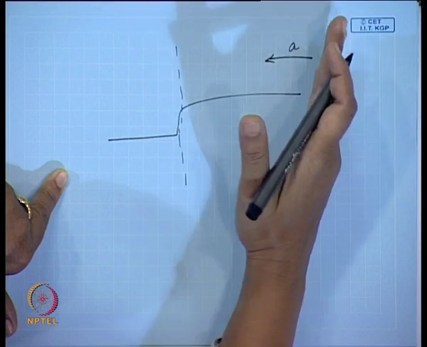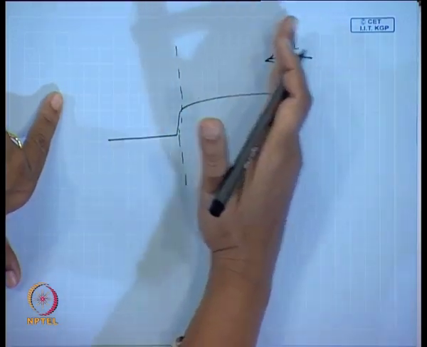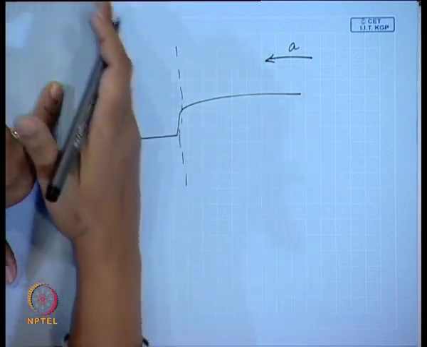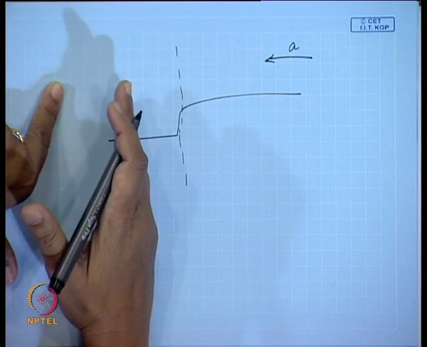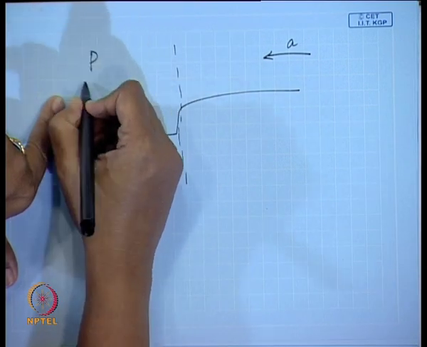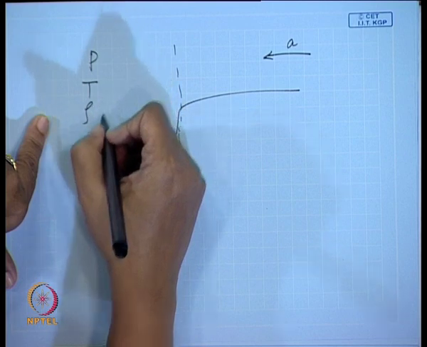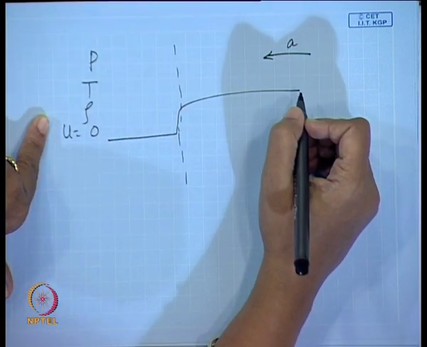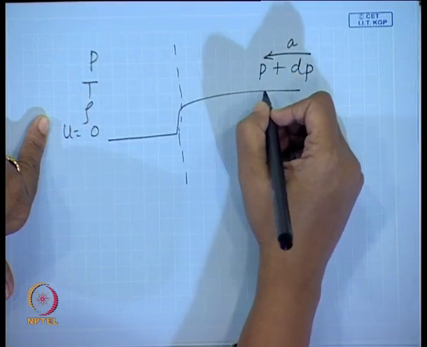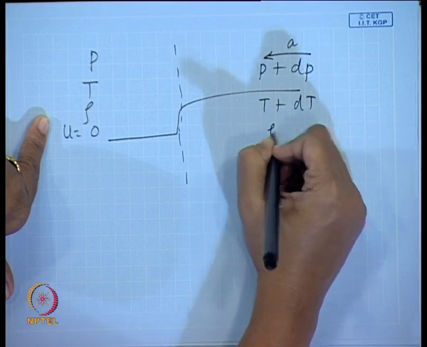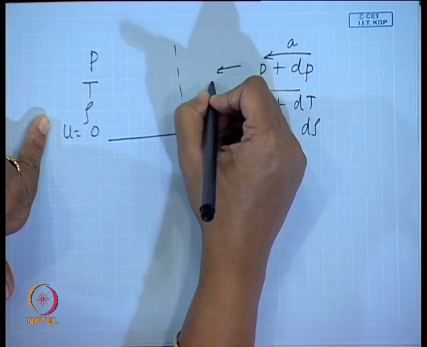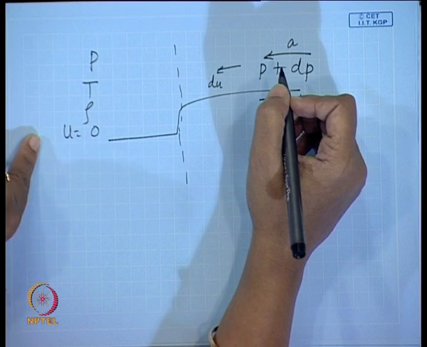Now, since the pressure pulse is travelling from this direction, it has not reached this portion. So, in this portion on the left hand side, the fluid is at rest, it is undisturbed, not affected by the pressure pulse till now. So, here the properties will be P, T, rho, and u equal to 0. And since it has already travelled through here, here it is going to be P plus dP, T plus dt, rho plus d rho. And since it is travelling, it imparts a very small velocity du to the fluid.